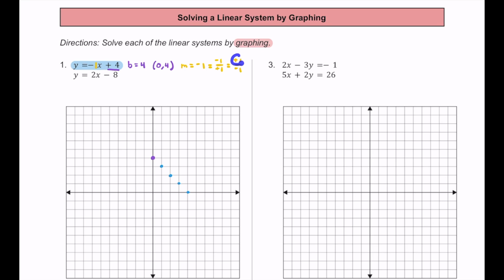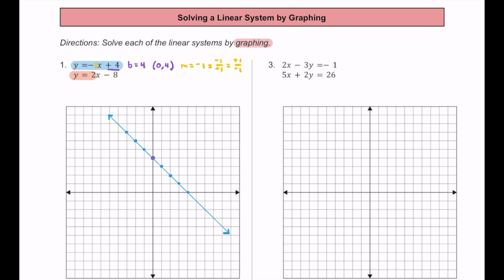Or we could go ahead and go up 1 and then to the left 1. That would also be valid. So we go up 1 and to the left 1. And if we did that, that would be over here to the top left. And we could plot a few points in this direction as well if you would like to. Technically, you only need 2 points to draw that line, but sometimes drawing a few more helps us out. So this would be the graph for this linear equation.